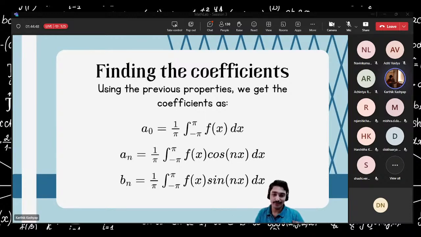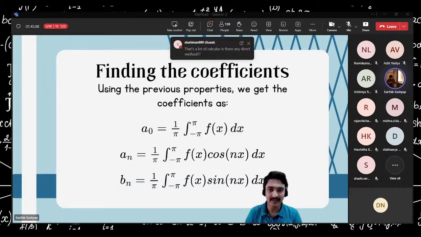Notice how all of these terms have 1 by pi, even though we have taken a different case for a naught by 2. That by 2 is the reason we can see this symmetry. If we had not taken the by 2, we would get a naught equal to 1 by 2 pi times the integral, which would be a little unsymmetric. So just for that convenience, we have taken a naught by 2 initially.